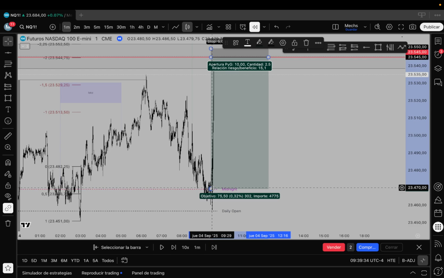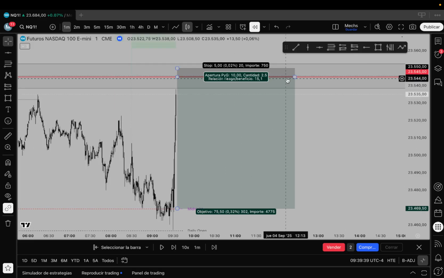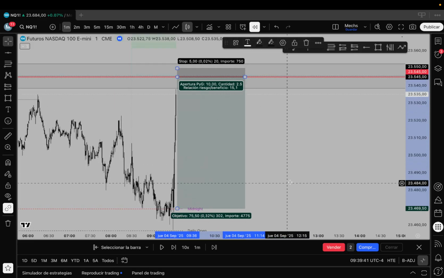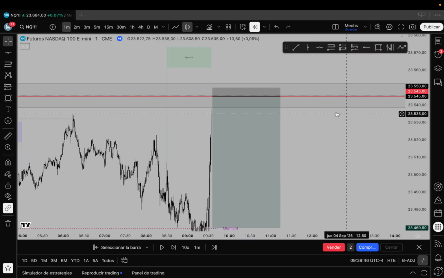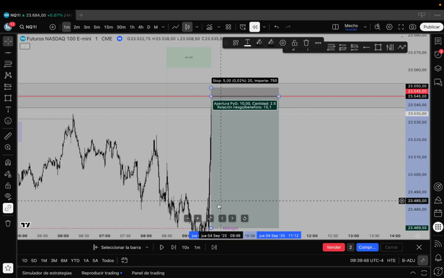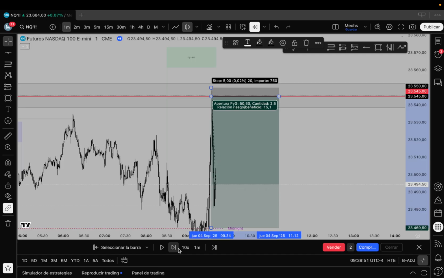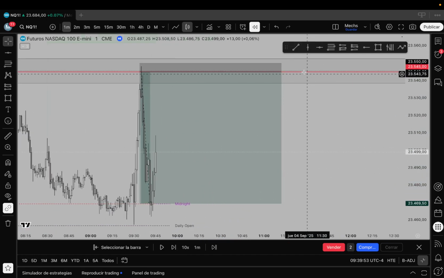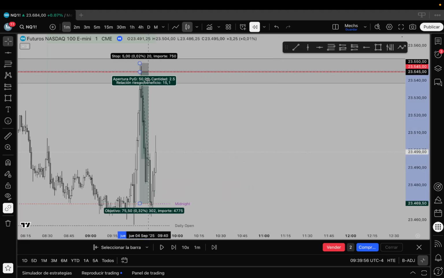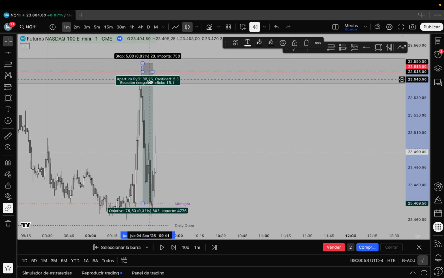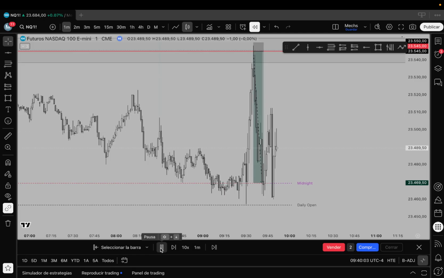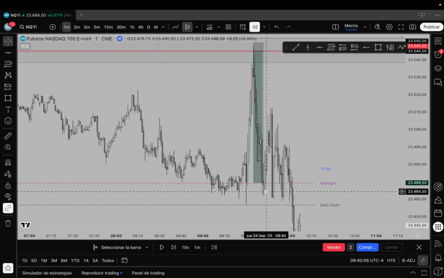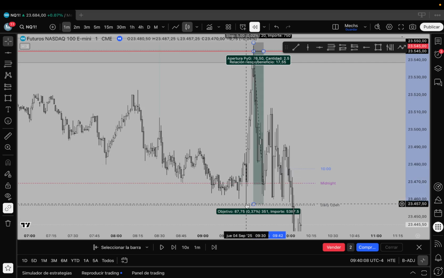For this trade, I remember I targeted midnight because it's a big move, so I didn't want to target these lows. But yeah, it tapped in and perfectly rejected. Okay, and I think we swept these lows also. Yeah, we swept this low, so it can be a very, very good trade.